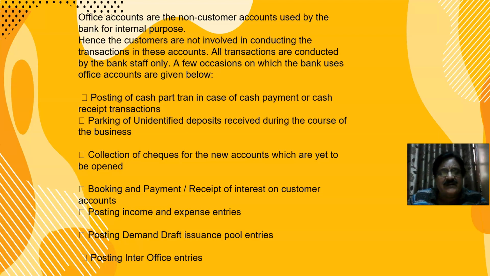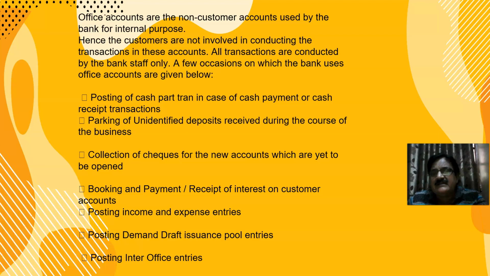Booking and payment receipt of interest on customers' accounts. Any interest calculations, any debit, any credit, that is lying in the parking accounts, that is again sundry, suspense. Posting income and expenditure entries, so we will discuss office account pointing, office account basic. What are those two types of office accounts? What are those entries in that? Posting demand draft issuance pool entries, right? So when we pay a demand draft, of course there is a DDA demand draft account also there. We can also make payments through sundry also.